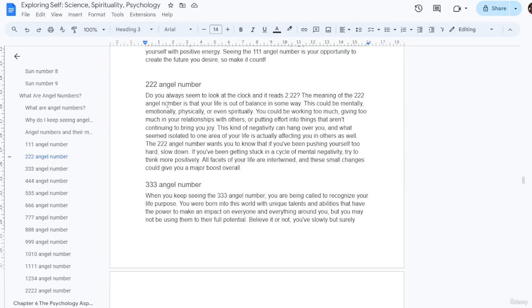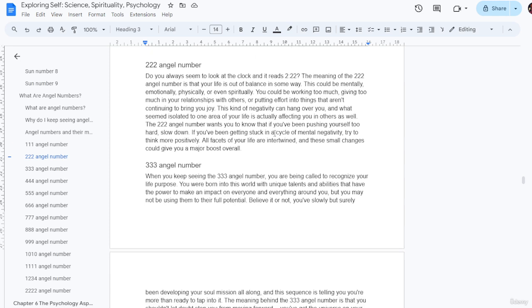With 222, for example, the message is that your life is out of balance in some way. This could be mentally, emotionally, physically, or even spiritually. You could be working too much, giving too much in your relationships with others, or putting effort into things that aren't continuing to bring you joy.